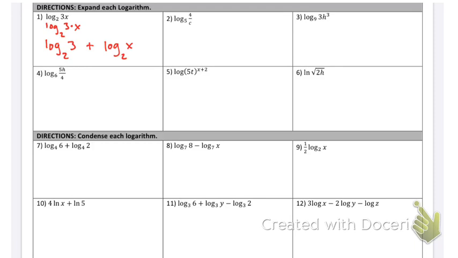Number 3. Again, I'm going to rewrite this so you can see the multiplication. It's really 3 times h to the third. So we are going to expand using the multiplication property, which says I can now turn this into addition of 2 logs. Okay. And then we can't forget this last property. If you have an exponent, we can put the exponent in front as multiplication. So this guy can now go and multiply in front of the log. So my final answer would be log base 9 of 3 plus 3 times log base 9 of h.